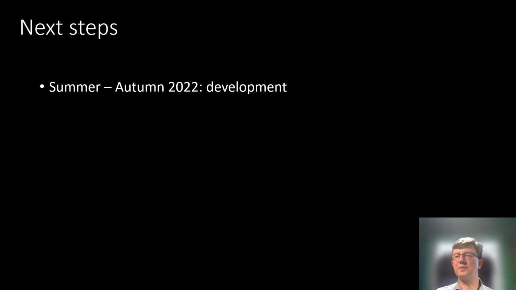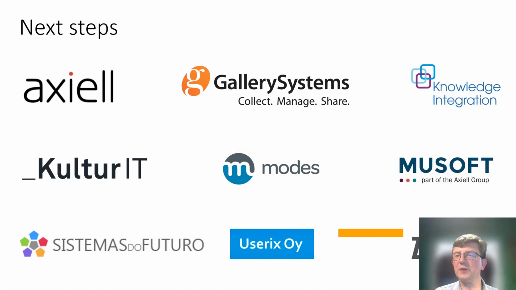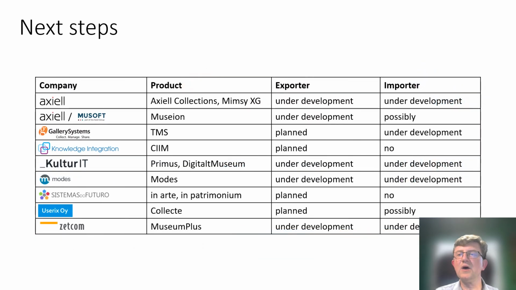So what's next? Well, the next stage is to test the beta profile by actually trying to develop importers and exporters. We hope as many system vendors as possible will do this, and so far we already have 9 software suppliers on board. All 9 are already either developing or planning to develop an EODEM exporter, and 4 are working on an importer too.